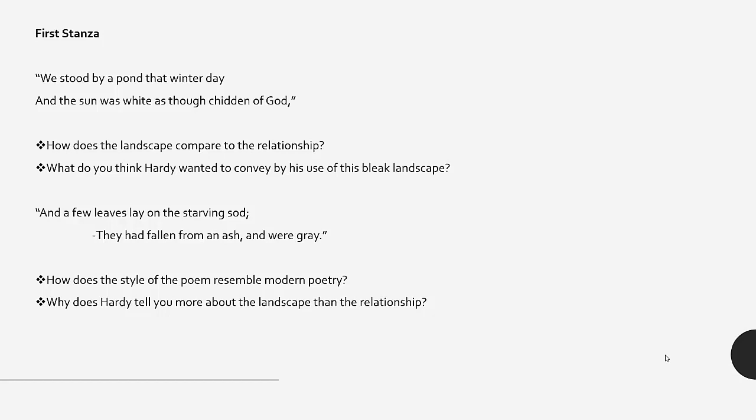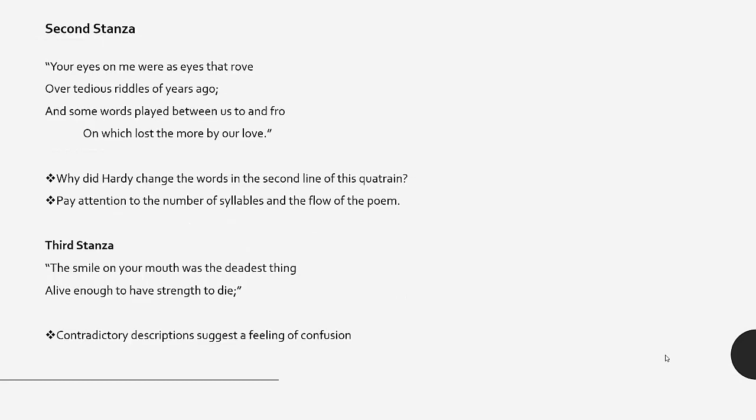Your eyes on me were as eyes that rove over tedious riddles of years ago, and some words played between us to and fro, on which lost the more by our love. Hardy actually changed the line here from tedious riddles solved years ago in its first printing to tedious riddles of years ago, almost as if to banish the hope of ever coming to satisfied conclusions.